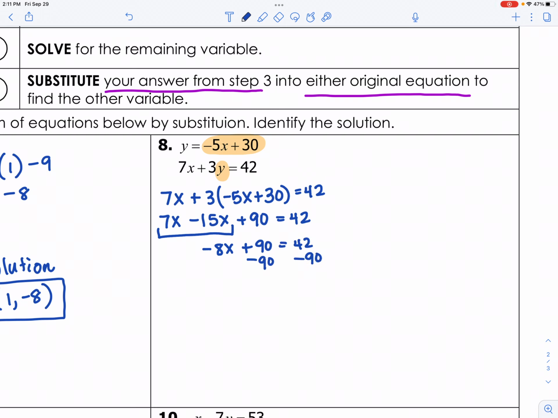Subtract 90 to the other side. We get negative 8x equals negative 48. And then we divide both sides by negative 8. X equals 6.